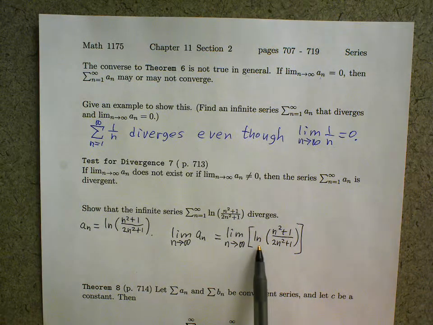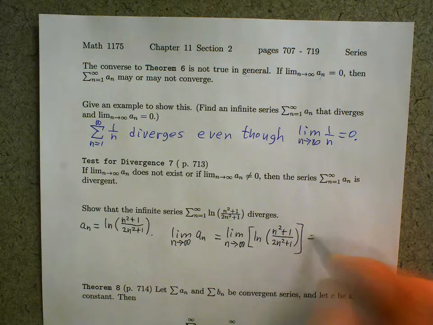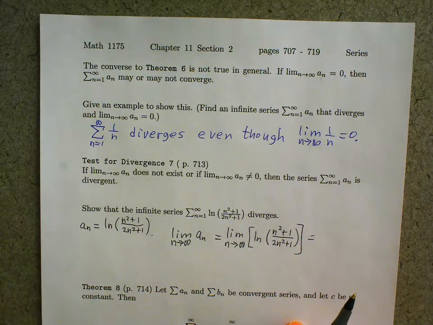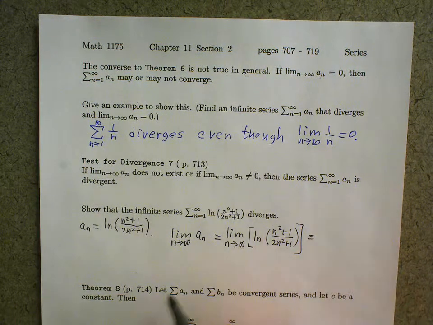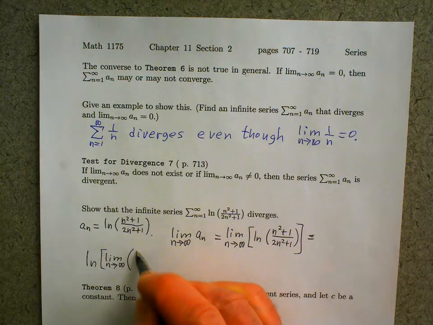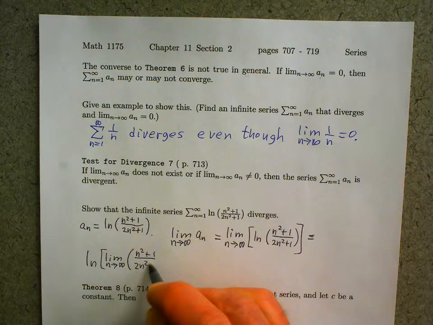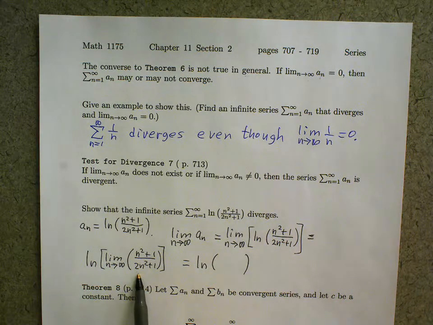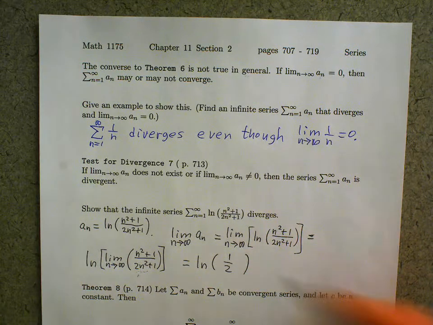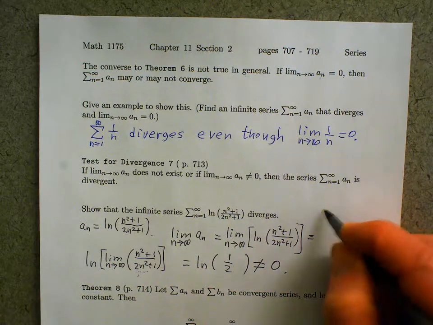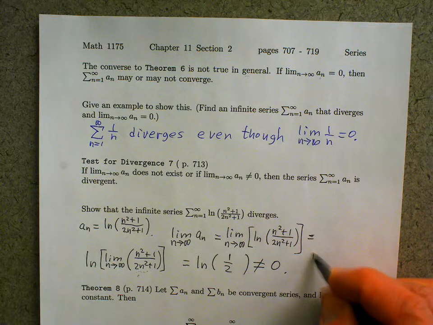Then you can take the limit directly, or you can put in one more step: the limit of the natural log of that expression as n goes to infinity. By a previous theorem, we can write this as the natural log of the limit as n approaches infinity of (n squared plus 1) over (2n squared plus 1). And that limit is 1/2. So we get the natural log of 1/2, but the natural log of 1/2 is not 0. So by the test for divergence, the series diverges. That's what we wanted to show.